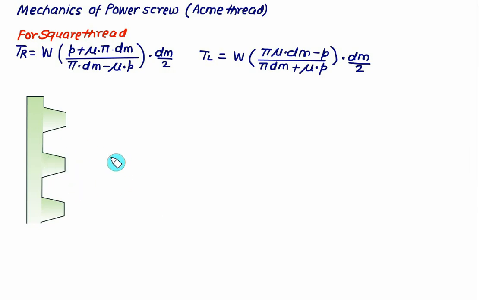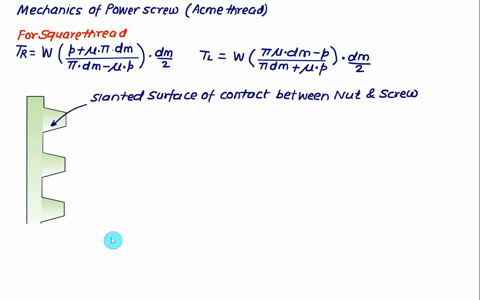Previously the surface was horizontal, which was the surface of contact between the nut and screw. This time we have a slanted surface of contact between the nut and screw, which can be a case of Acme thread. The vertical load always acts vertically downward, equal to W. The included angle here will be equal to 2 alpha. But for analysis, you always have to take the component perpendicular to the plane. So that component will be this component.